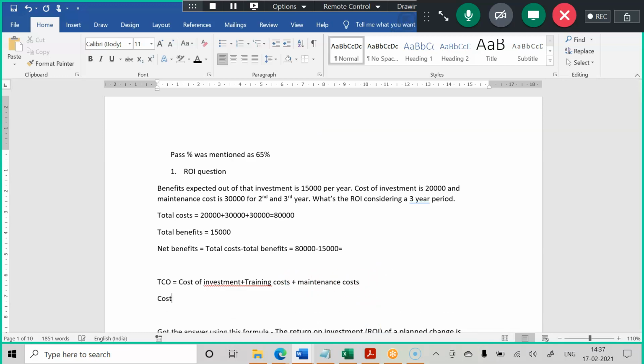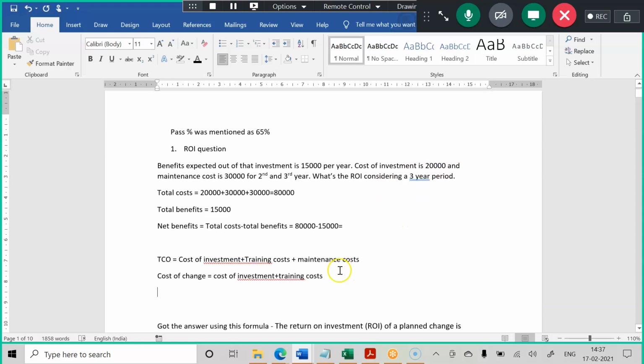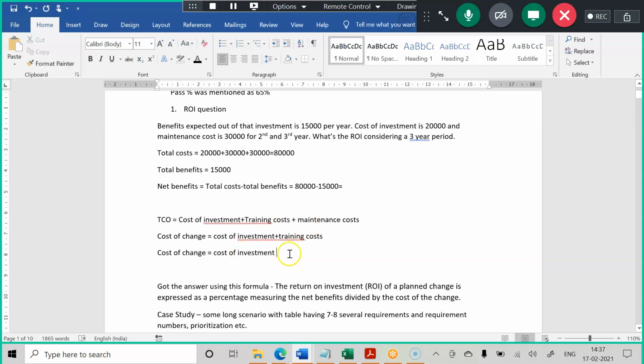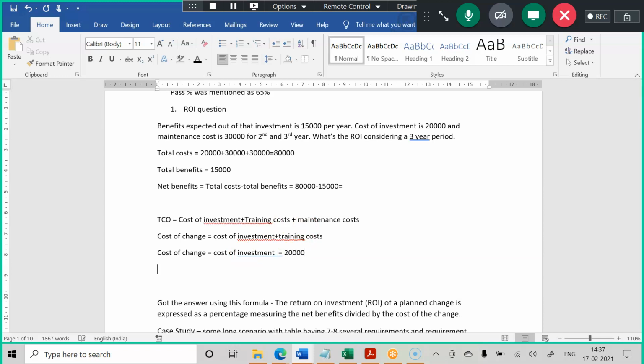But cost of change is equivalent to cost of investment plus training costs. Here they have not given any training costs, so this cost of change will be equivalent to cost of investment. So based on the data that they have given, you have to calculate this and then you will get the value. So now you have 80,000 minus 15,000, you can easily calculate that, which will be 65k. Divide by 20,000 into 100, that will give you the answer.